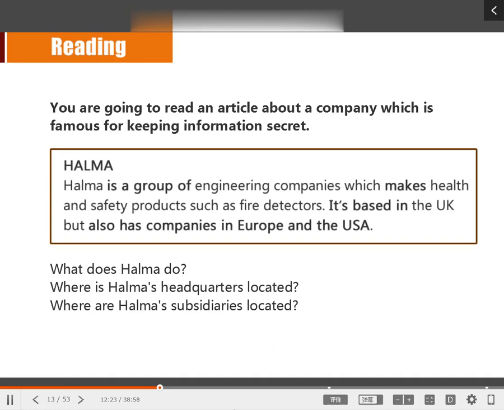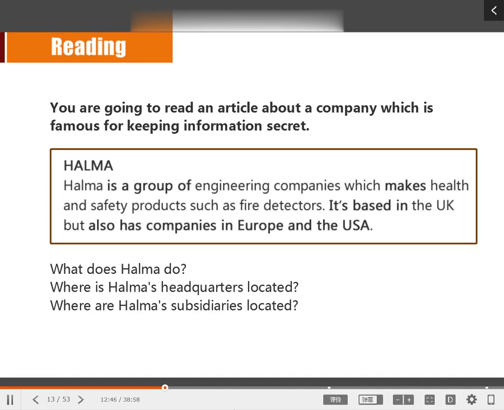Now the second question, where is Halma's headquarters located? Headquarters means 总部. So where is Halma's headquarters located? Great, it's located in the UK. How do you know? Well, in the company biography it says it's based in the UK. Okay, be based in 其实就是在描述他们的总部在哪儿。HQ 在哪？Okay.